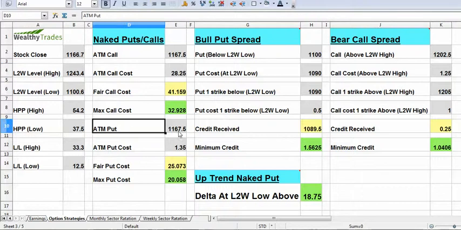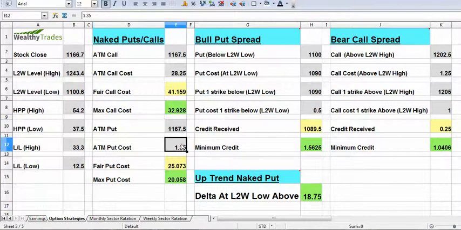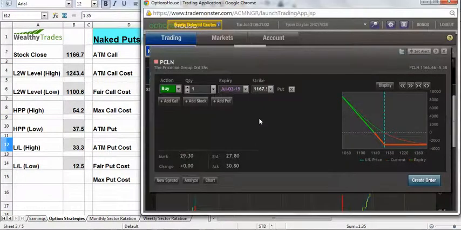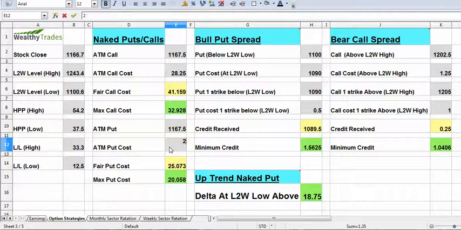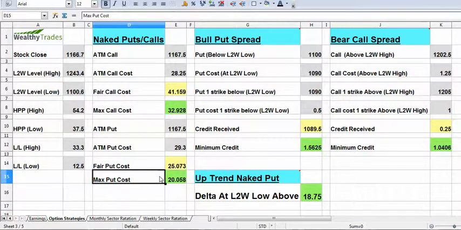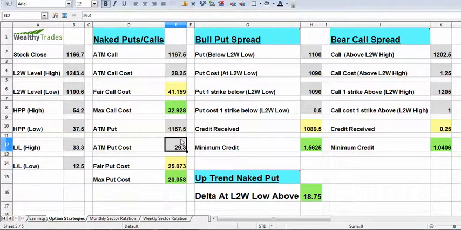So the at the money put is $1167.50. The cost of that put is $29.30. And the fair put should be priced at $25.07. Our cost, or what we are willing to buy it for, is $20. So this is actually overvalued. So we're not going to look to buy the put.